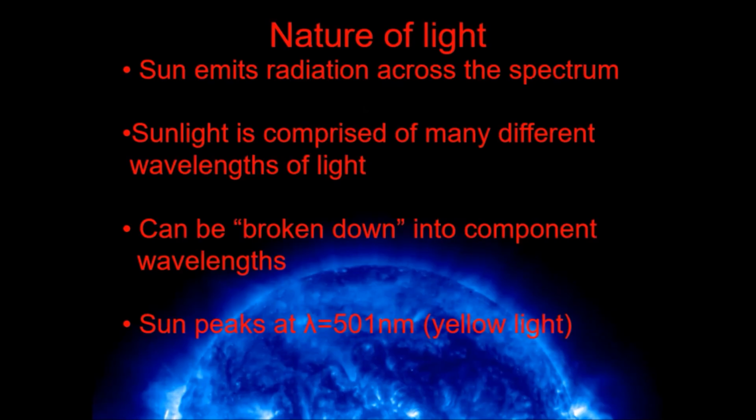So the sun essentially emits radiation across the entire spectrum, and this is what Newton was working with. Today, of course, we have white light sources that we can compose and project a specific wavelength. Sunlight is comprised basically of many different wavelengths of light. If you break it down, you can get your component wavelengths. The sun peaks at a wavelength, lambda, of about 501 nanometers in the yellow part of the spectrum.